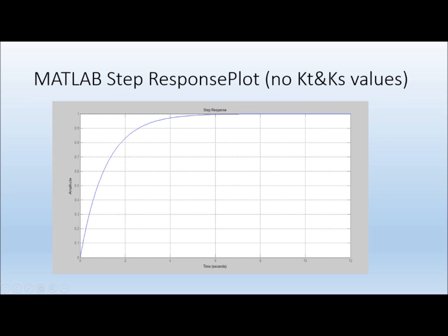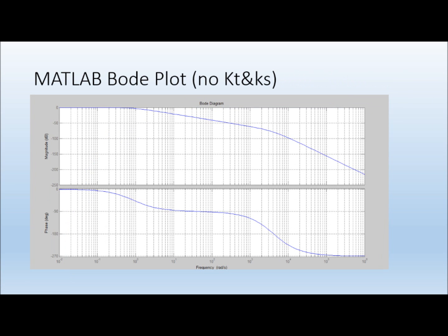Here we took the Bode plot on MATLAB with the same no KT and KS values for just a default response. The top graph is the magnitude of our system, which has pretty good decibel ratings, while below is our phase in degrees with respect to the frequency in radians per second. We have a very good graph here with good response times all the way across the board.